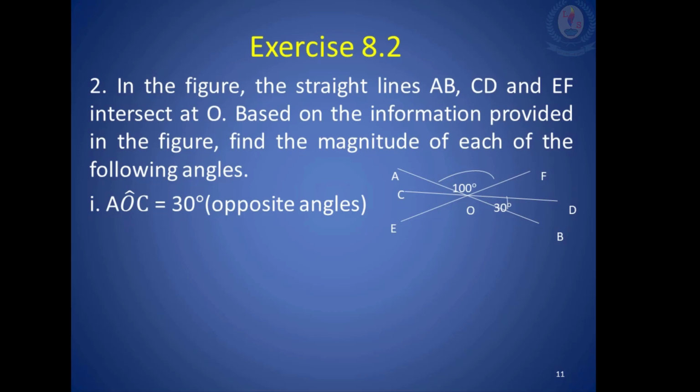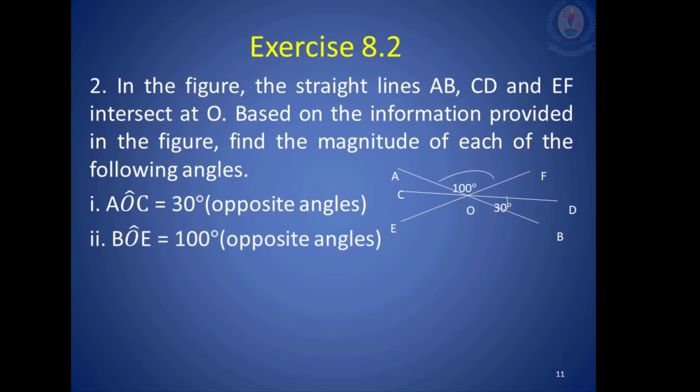When we are getting these two straight lines AB and CD, the vertex is O. Then we can see vertically opposite angles. What are they? Angle AOC and angle BOD. It is given the magnitude of the angle BOD is equal to 30 degrees. Then we have already known the vertically opposite angles are equal. Then angle AOC is equal to 30 degrees. What is the reason? Vertically opposite angles.